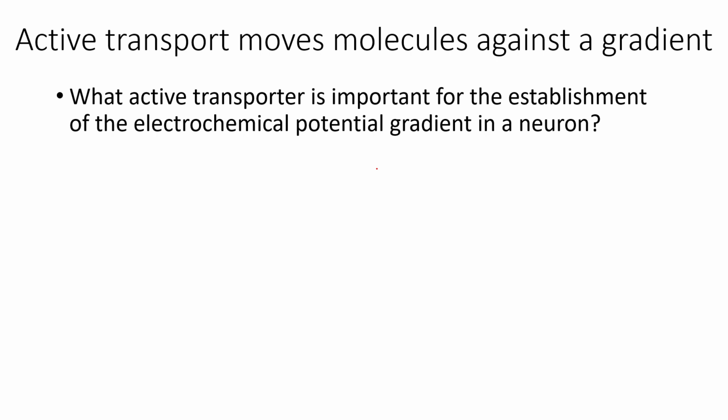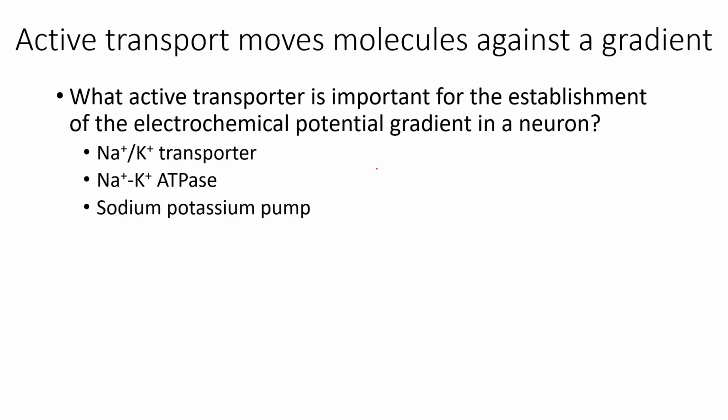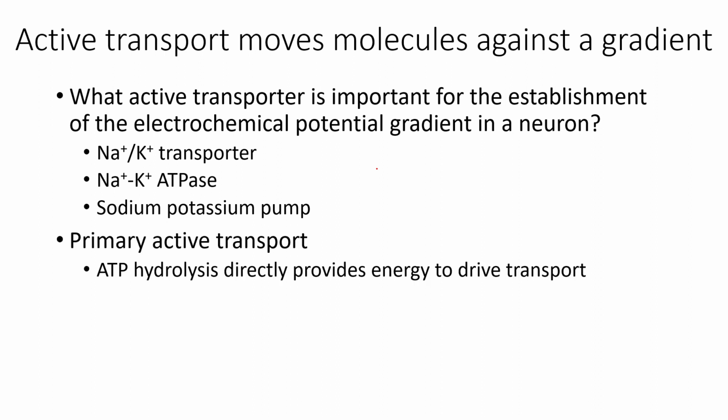As a little reminder, we talked a lot in our last lecture about a particular active transporter that's important for the establishment of the electrochemical potential gradient in a neuron. Hopefully you'll recall, this one is our sodium-potassium transporter, which is also called the sodium-potassium ATPase, which is also called the sodium-potassium pump. Three names, same protein. This uses a type of primary active transport because this pump uses the hydrolysis of ATP, and it directly provides energy to help drive that transport.